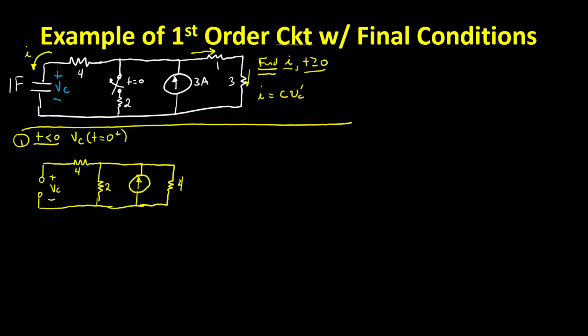Okay, so we've got this 3 amp source, and when I analyze these things, the first thing that I think of is, how is the current flowing? And I can see the current flowing through a loop here, and I can see it flowing through a loop here, and I can see it cannot flow through this loop. Since there's no current flowing through that loop, does that mean VC is 0? Absolutely not. You can have voltages without currents.